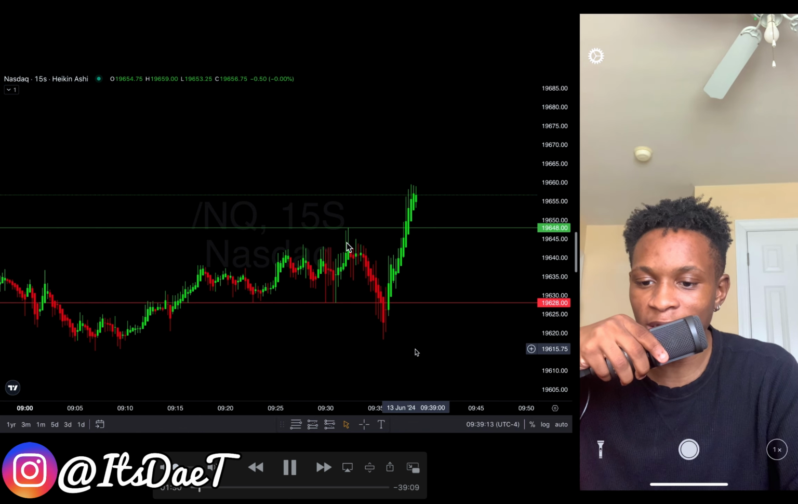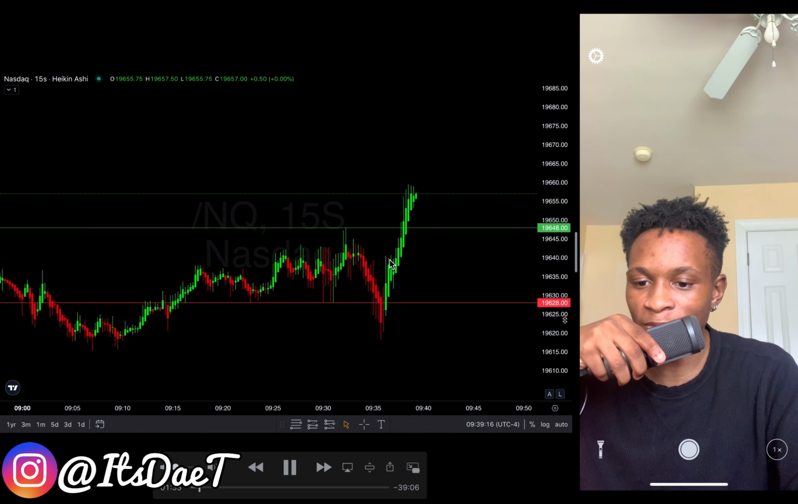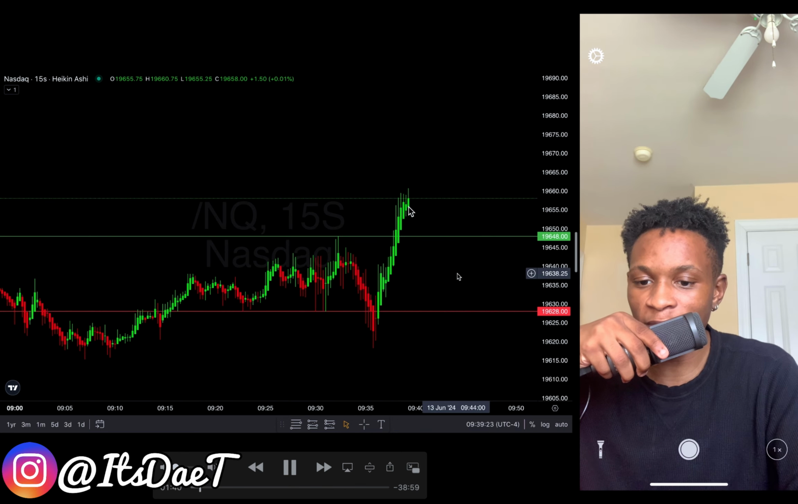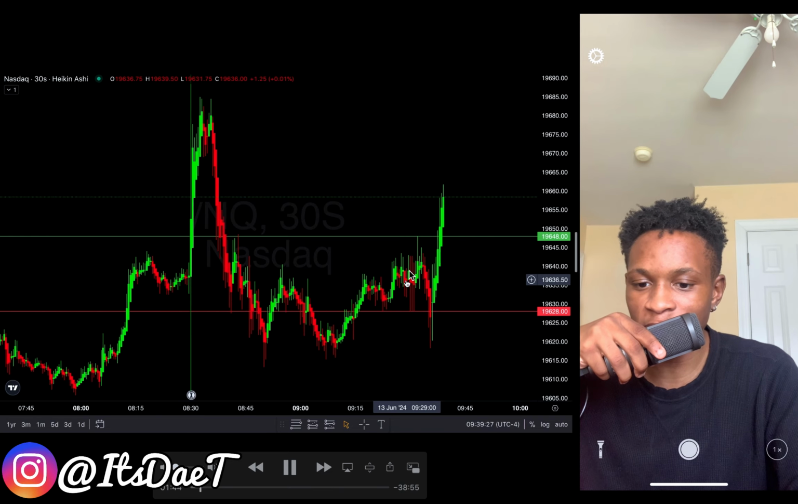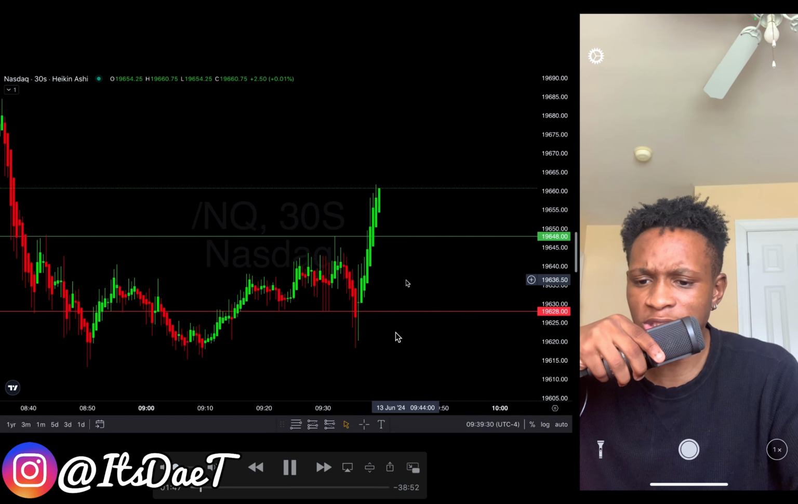What I mean by that is it came down here, closed, and it retraced, but it still kept going up. So this whole market structure shift right here is invalidated, right? So now I'm looking for buys. Now I'm going to go on the 30-second time frame just to see a bigger picture, just to see what's going on.